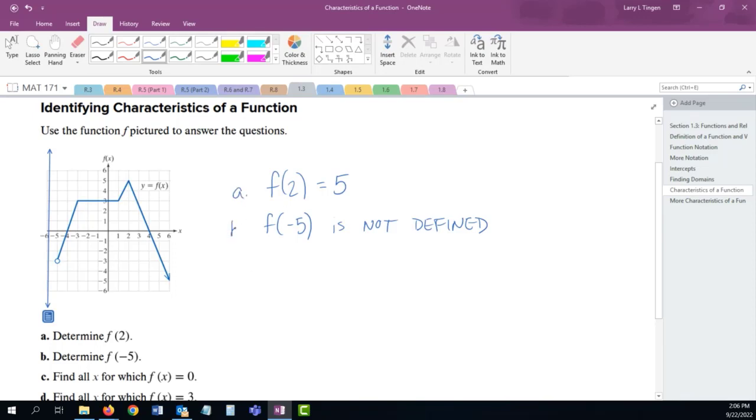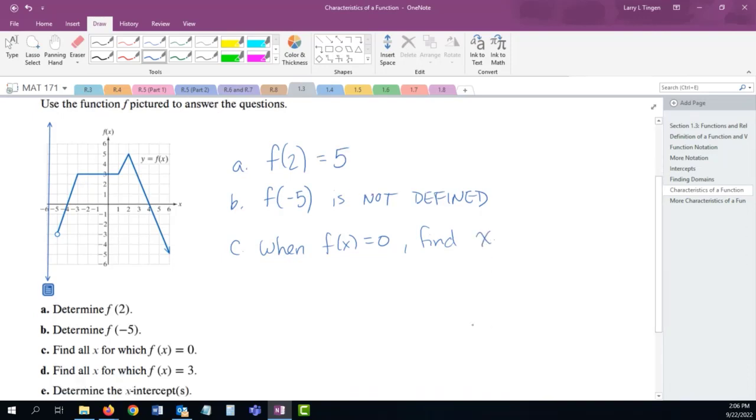Part C says find all the values for which f of x is 0. Okay, f of x equals 0. F of x is just y, right? Y equals 0 is a horizontal line.